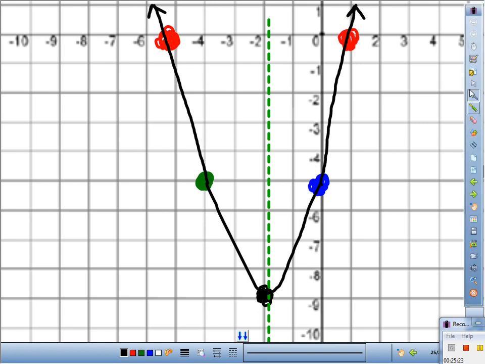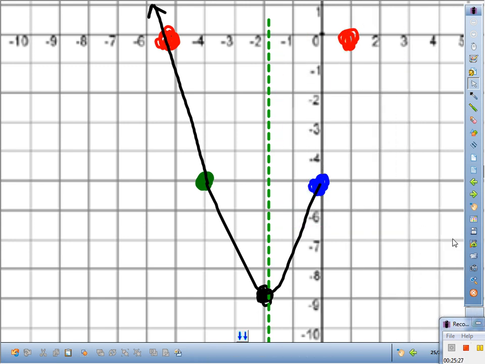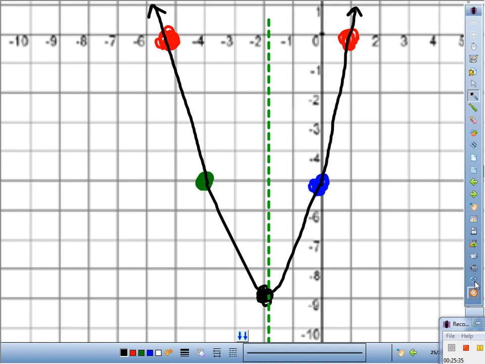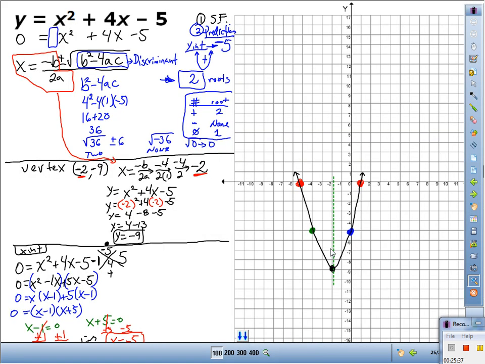Pardon me, let's see if I can change this. Hold on. There it is. Let me zoom out. And what that gives us is a perfectly symmetrical parabola.